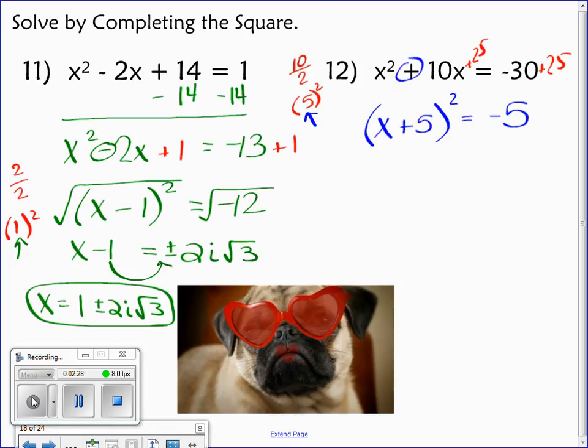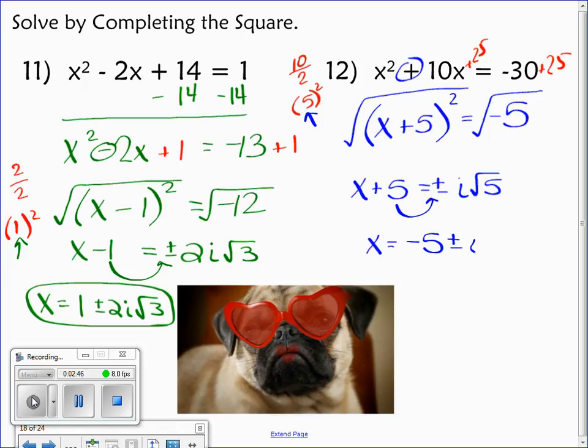All right, from there, square root. Just i radical 5. Good. Don't forget those plus or minus, guys. And then to get x by itself, subtract 5. So negative 5 plus or minus i radical 5.